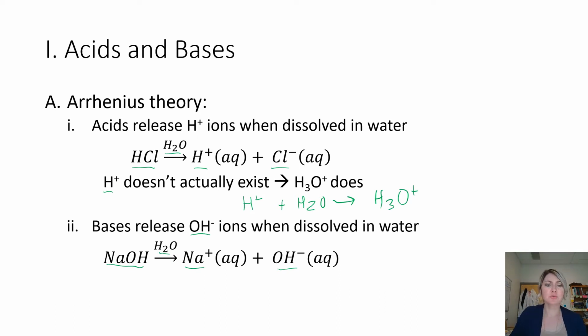The other issue, and this is with the definition of the base, is that not all compounds that exhibit the properties of a base actually have a hydroxide ion. One example your book gives of this is ammonia. Ammonia doesn't have a hydroxide ion, yet it has the properties of a base. So let's look at a better definition.